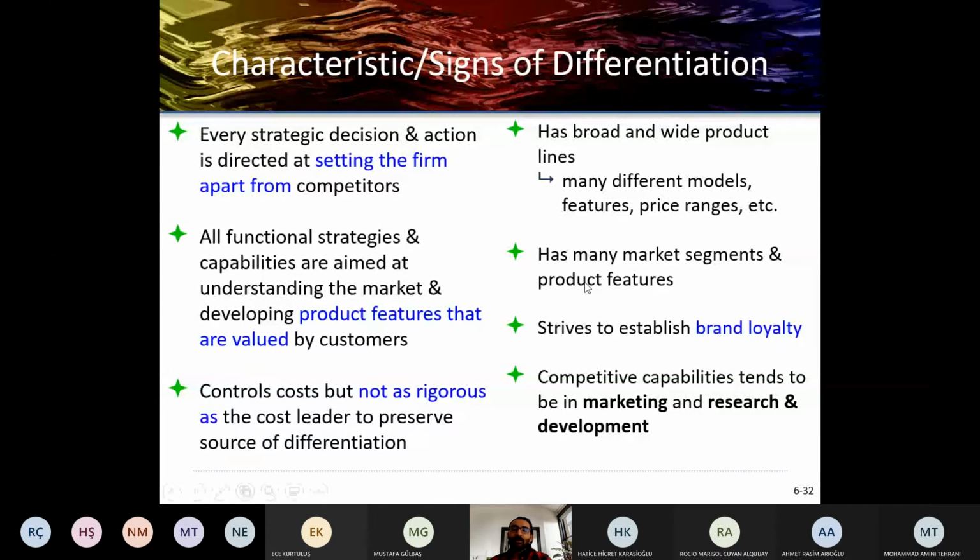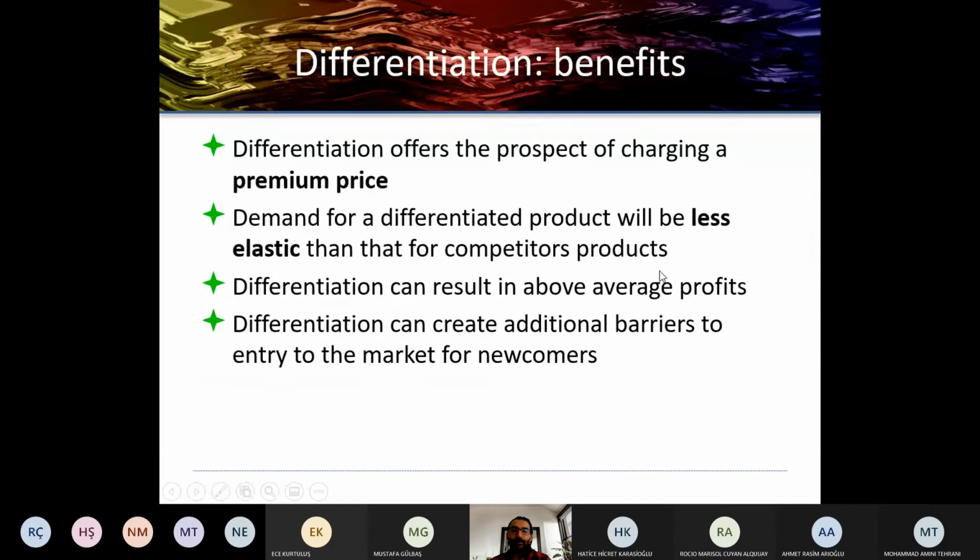Has many market segments, product features, yes. Service to establish brand loyalty is important. And competitive capabilities tend to be in marketing and research and development. Yes, I mean, marketing and research is very important for differentiation. The benefit is you are able to ask a premium price. Demand for it is less elastic.